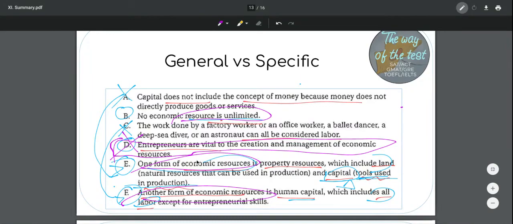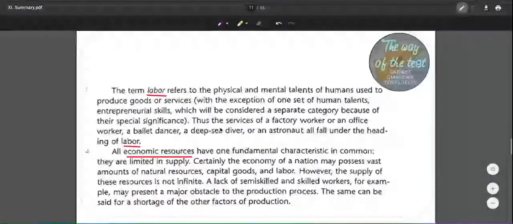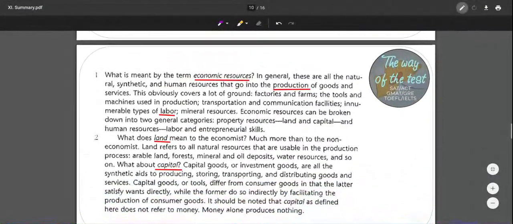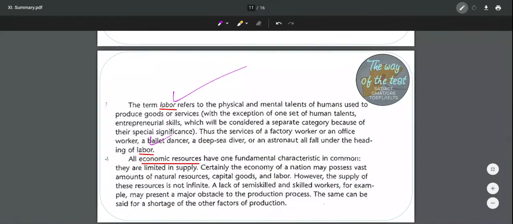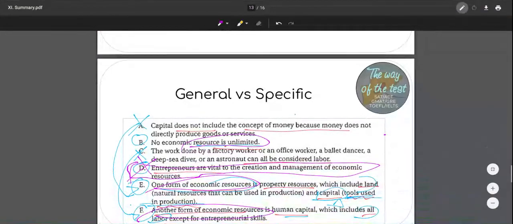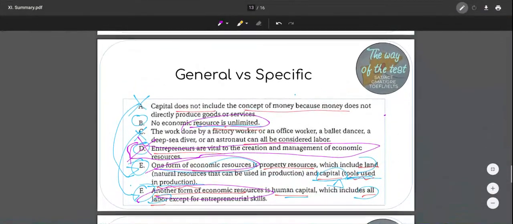I'm still going to go to the text, okay? I'm still going to go to the text to see what it talks about. So it talks about economic resources, production of goods, labor, land, capital. Again, labor again, economic resources again. And the only case in which they talk about entrepreneurs is here, entrepreneur skills, which is just a parenthesis on the whole topic. So it's really not as important. It's really not general. So we can know that our answers are B, E, and F.